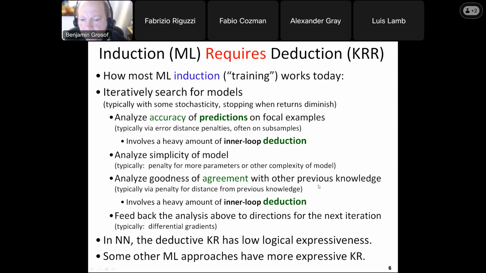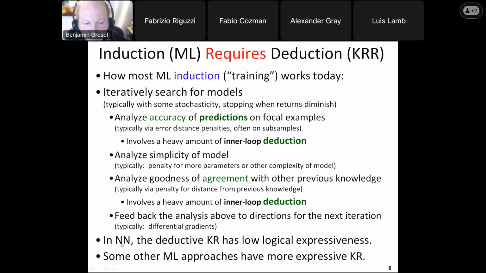Say when you're doing incremental learning, maybe you're doing fine tuning, or you've just received a new batch of examples, data, labeled or unlabeled. Analyzing the goodness of agreement also involves a heavy amount of inner loop deduction to compare the previous knowledge and its predictions or other characteristics with the latest iterate. And then the analysis is fed back to develop directions for the next iteration, typically via differential gradients, for example in neural nets, but also in a lot of Bayesian type of machine learning.